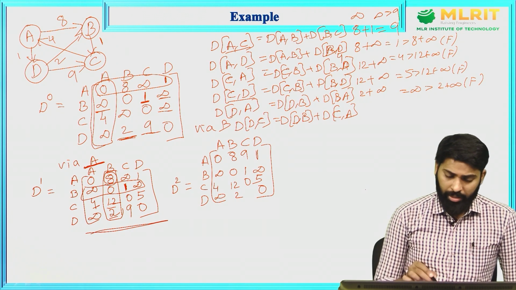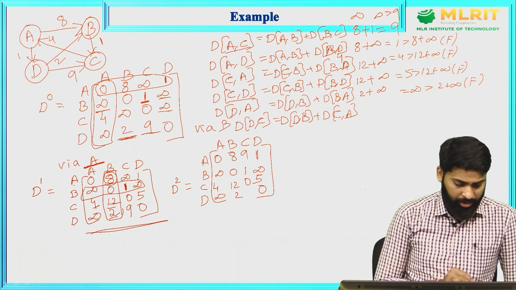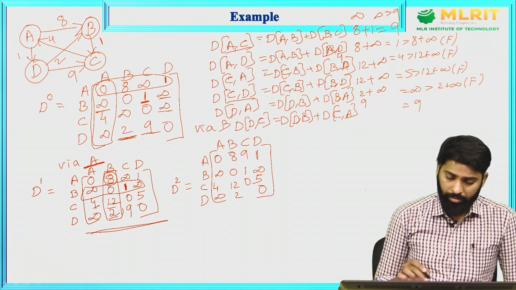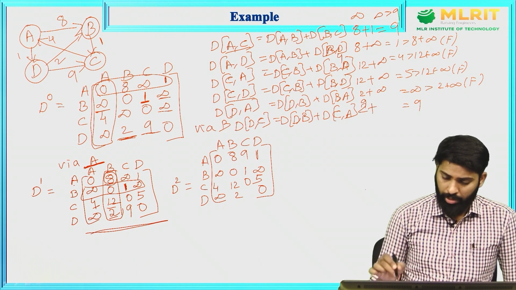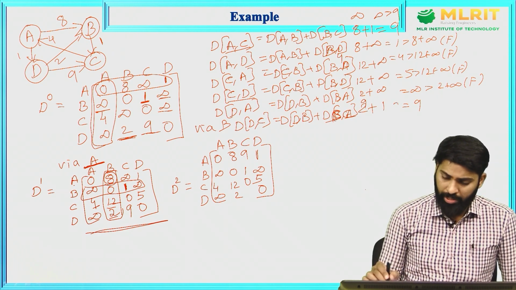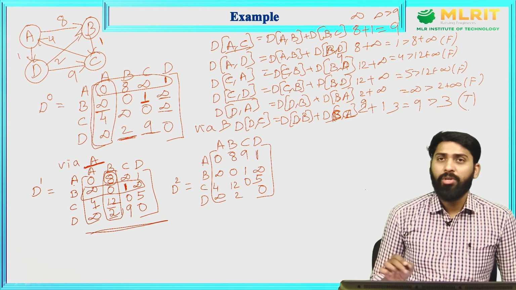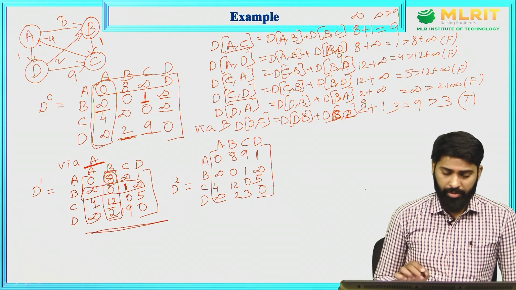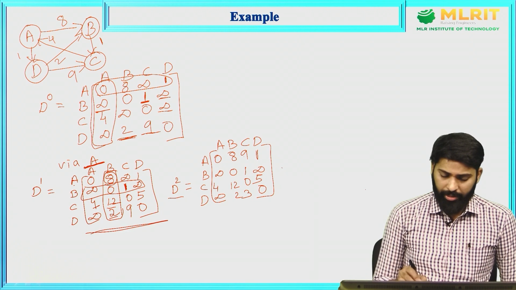So next, distance of D to C. What is the actual value of distance of D to C? 9. So distance of D to B is 2 plus distance of B to C is 1. So 2 plus 1 is 3. So 9 greater than 3? Yes, it is true. So now 9 is replaced with 3. That's it. Now this is the D2. So now we are going to find D3.